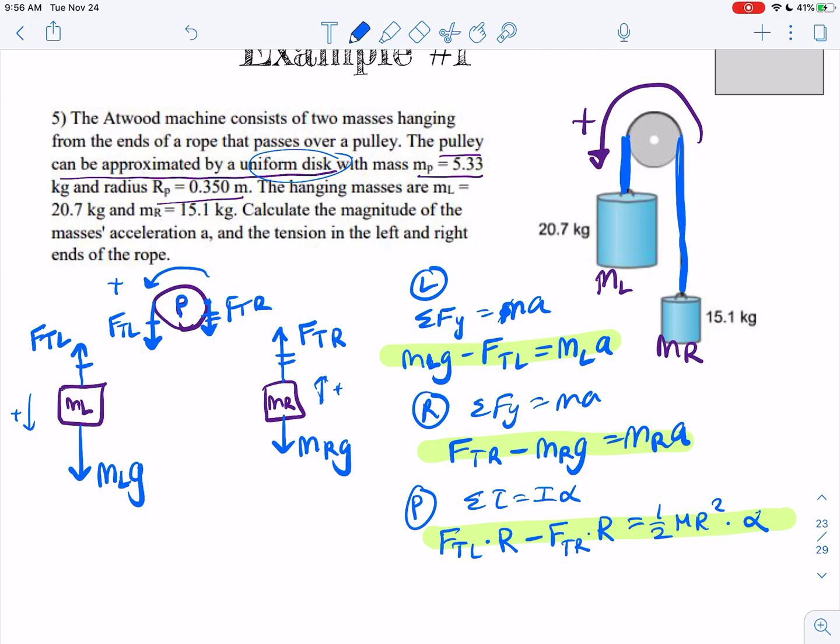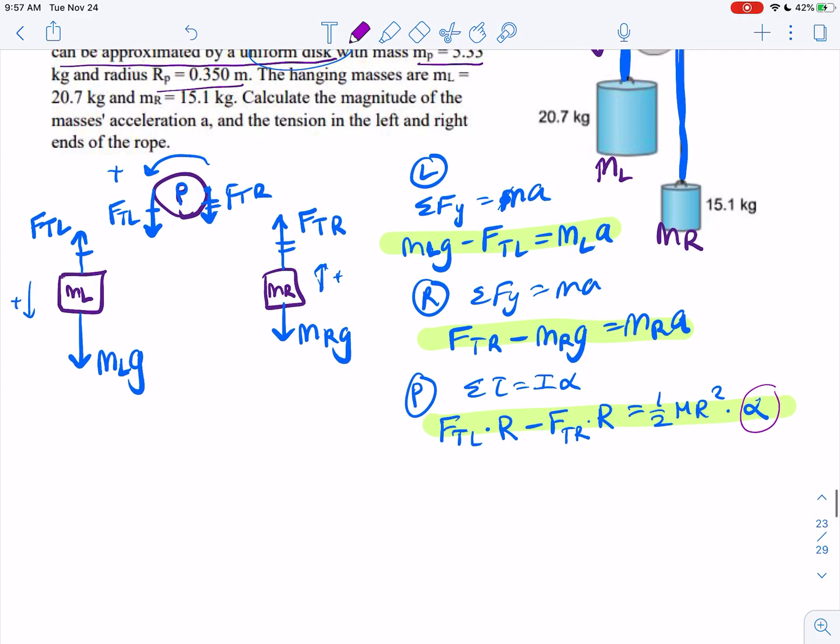But if you see here, we also have this alpha. So that technically gives us 4 unknowns, but we can't have 4 because we only have 3 equations. So you need another equation, and that's always going to happen.